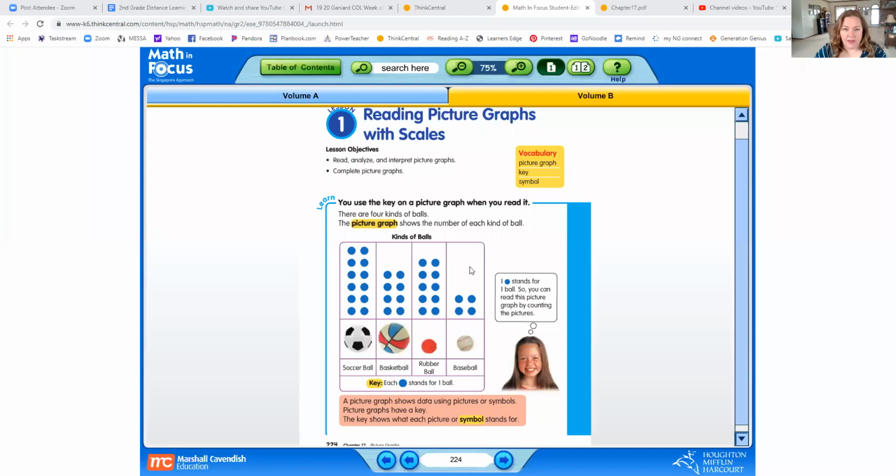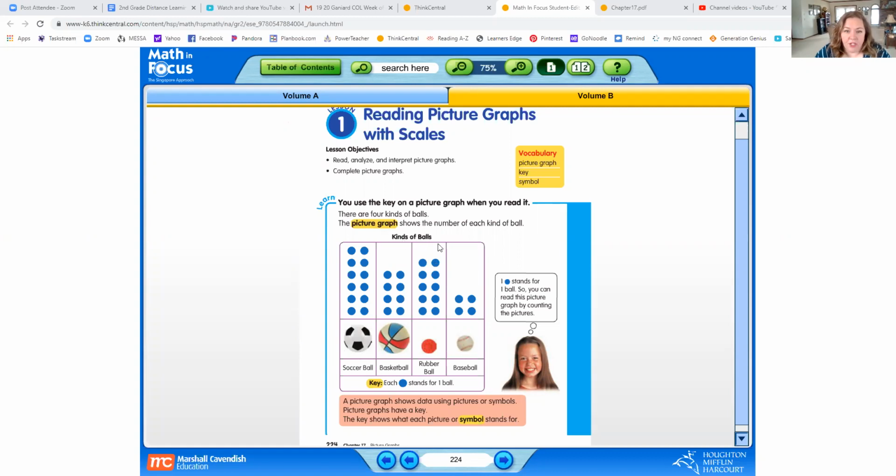Picture graphs are an excellent way to take a whole bunch of information and organize it in one location with visuals. It's fantastic. All right, let's get going. So, there's some key things that you need to know about a picture graph. First of all, here's an example of a picture graph on the page in front of you. This is about different kinds of balls maybe found on the playground.